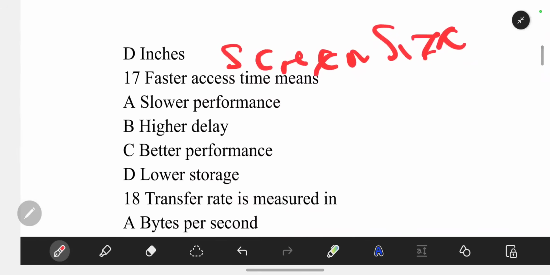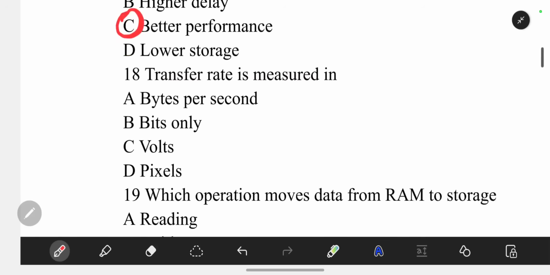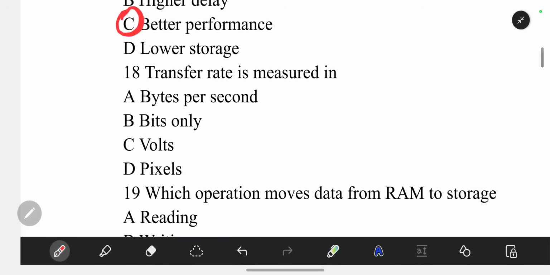Fastest access time means, so the fastest access time, if the computer can access data at a very fast rate, then that simply means that computer performs better, because you are already getting information at a faster rate. 18, transfer rate is measured in, so it's bytes per second. So it has to do with the space, bytes per second, how much amount of data is being transferred per second.